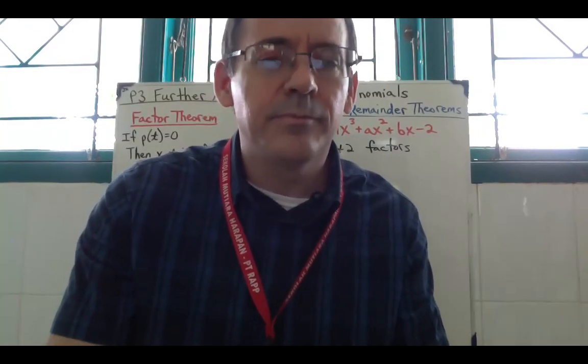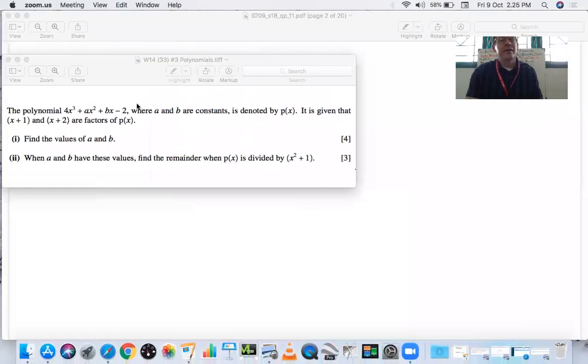Okay, here's problem number 2. Again, you can see the Cambridge code there at the top if you're interested in where it's from. The polynomial 4x cubed plus ax squared plus bx minus 2, where a and b are constants, is denoted by p of x. It is given that x plus 1 and x plus 2 are factors of p of x. So for letter I, find the values of a and b.